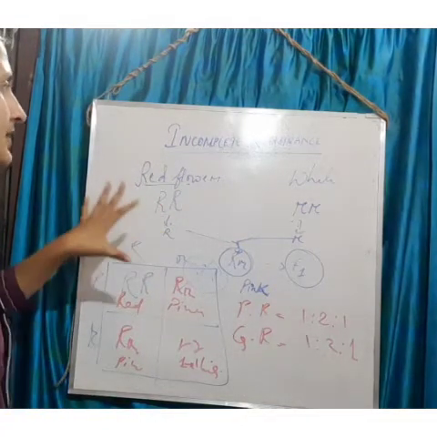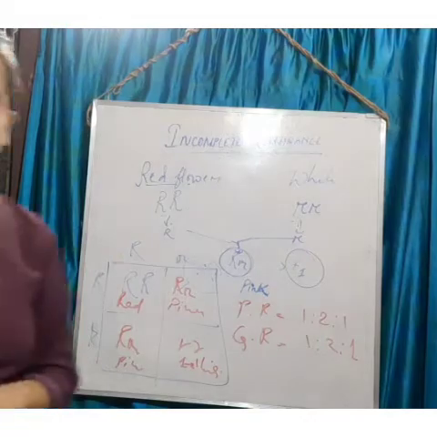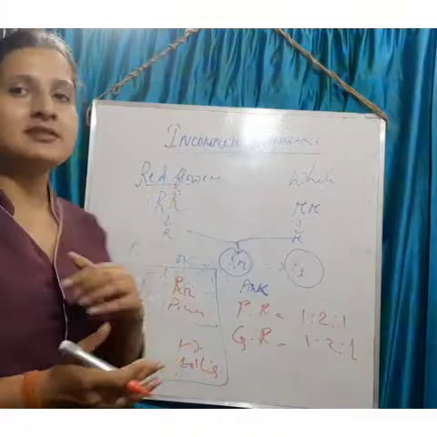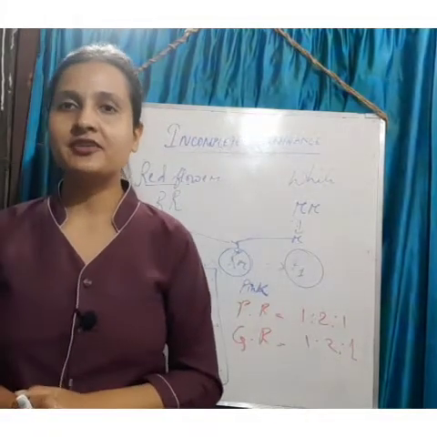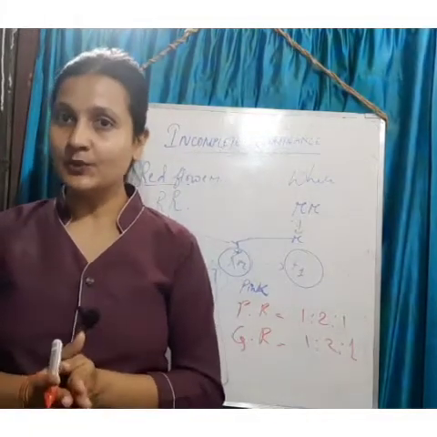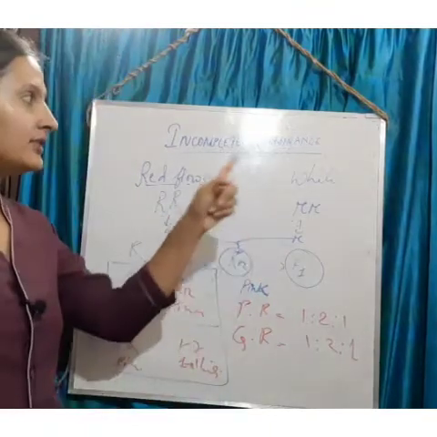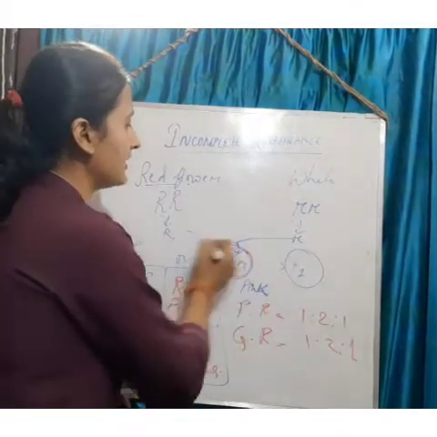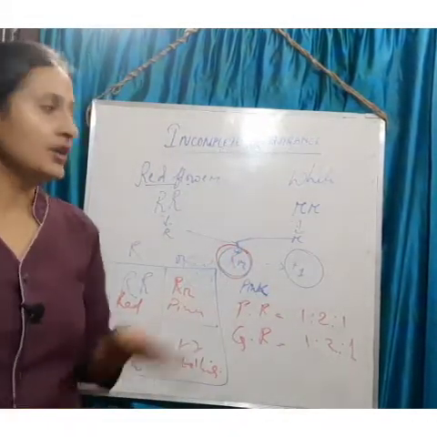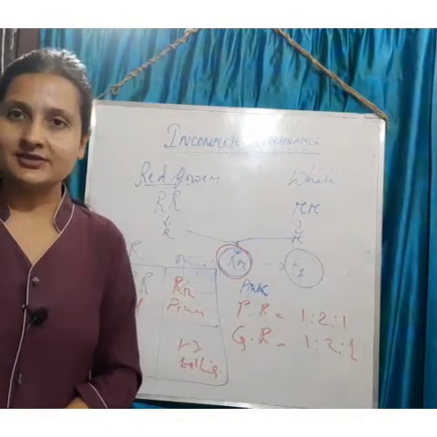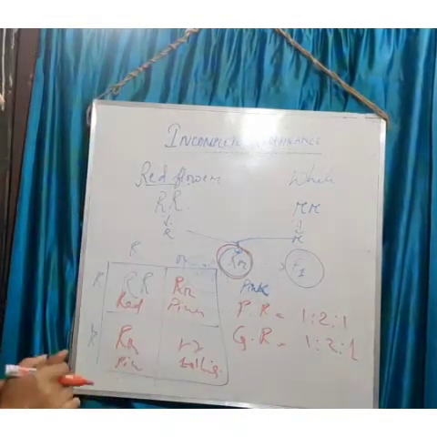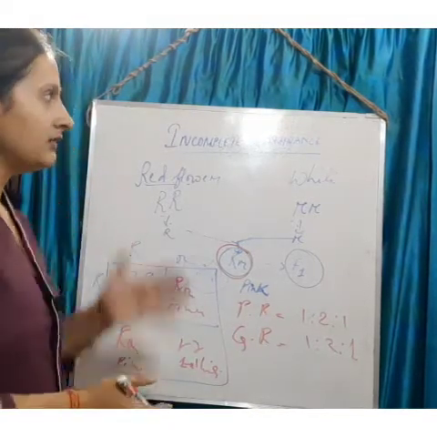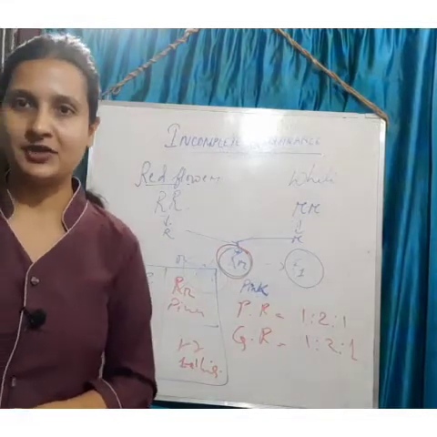So this concept is said to be incomplete dominance, where the dominant character doesn't mask the recessive character completely, and as a result the dominant and recessive characters blend, and the result is different from Mendel's result. I hope that incomplete dominance is clear to you. If you have any doubts regarding this topic, then you can ask me.